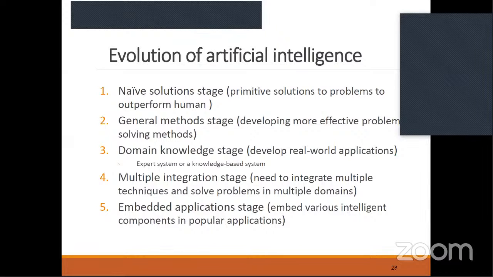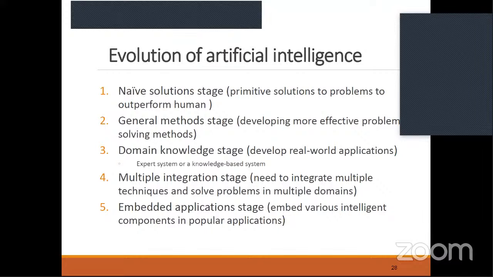Then it extended to the domain knowledge stage, where people started using this knowledge in specific domains like medicine and agriculture and other fields, where they did smart farming or smart medicine, and then developed those expert-based systems. Finally, this was used in the multiple integration stage, where multiple fields were now integrated, and interdisciplinary AI knowledge was used to solve complex problems in multiple domains. The same methods were extended to solving problems in different domains.